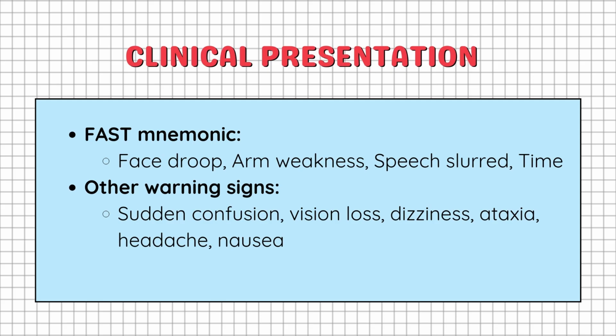But in clinical settings, stroke symptoms can go beyond FAST. Patients may also present with sudden confusion or disorientation, visual disturbances like blurred or double vision, loss of coordination or balance, severe headache, especially in hemorrhagic stroke, and nausea or vomiting. In posterior circulation strokes, symptoms may include vertigo, ataxia, or even coma. Early identification of these signs is crucial for timely imaging and intervention.